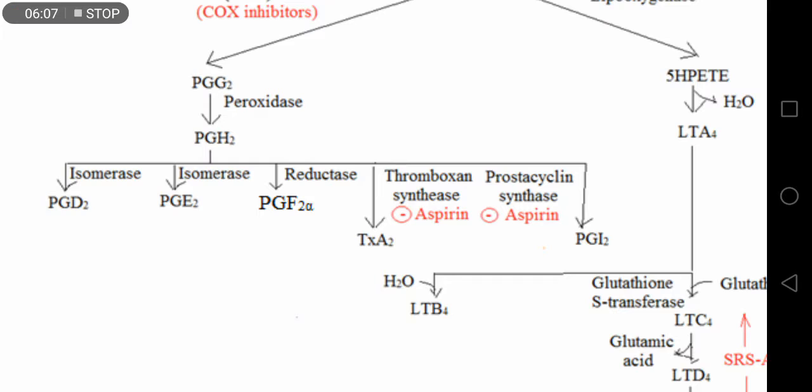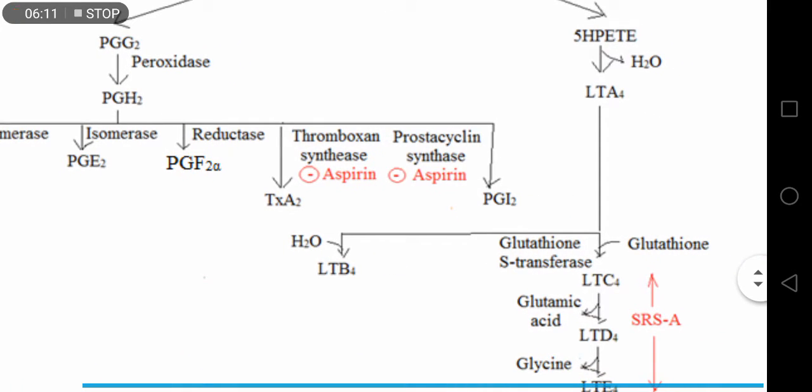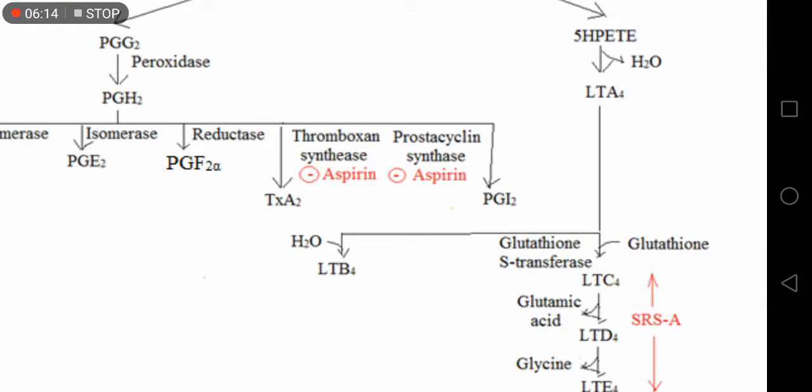PGH2 can be reduced by a reductase enzyme to form PGF2 alpha, or PGH2 by the action of thromboxane synthase is converted to thromboxane A2, or by the action of prostacyclin synthase it synthesizes prostacyclin, that is PGI2. Aspirin can inhibit thromboxane synthase and prostacyclin synthase.